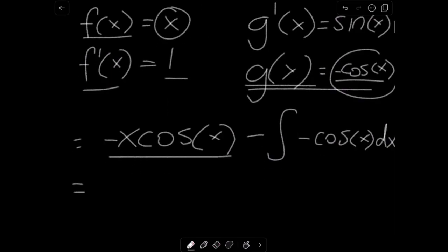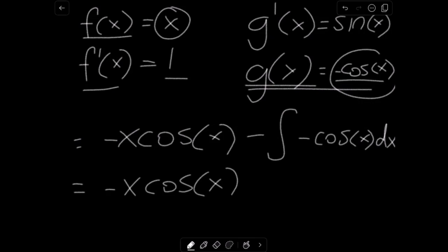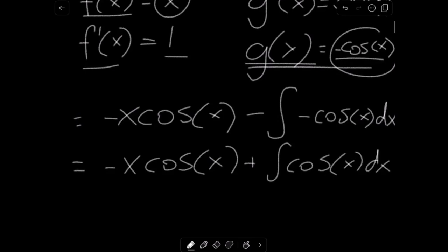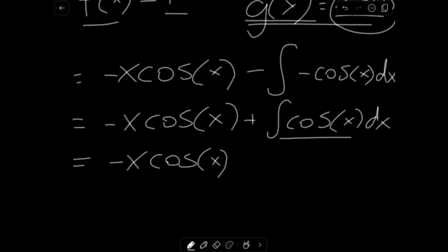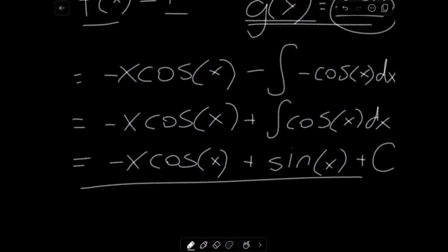This will become, let's not touch that, we don't need to do anything there, minus x multiplied by cosine of x, minus times a minus, that becomes plus the integral of cosine of x dx, and now we just can integrate the cosine, so we'll have minus x multiplied by cosine of x. What's the integral of cosine? It's sine, so it's plus sine x, and don't forget the constant of integration. You can add that at the very end. And that is how you perform by parts.